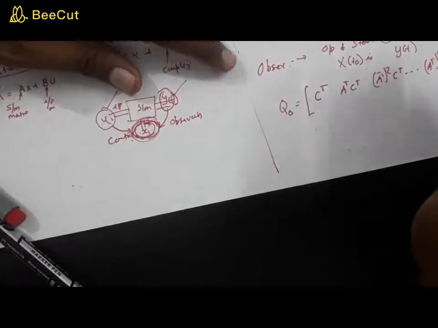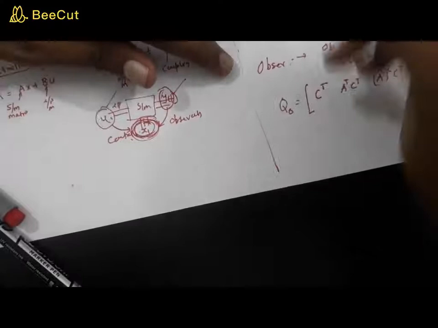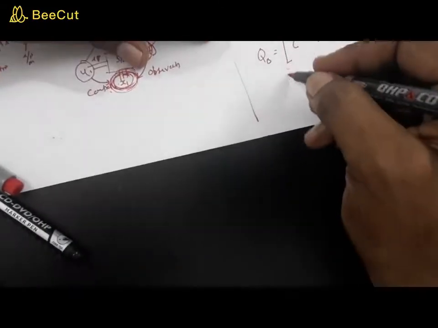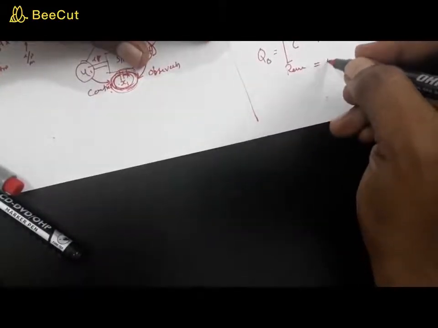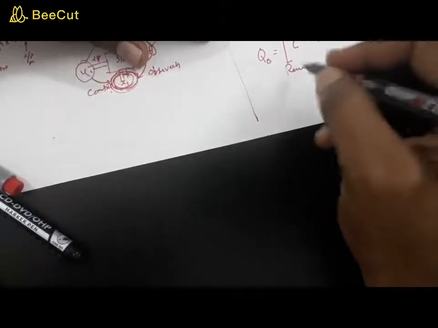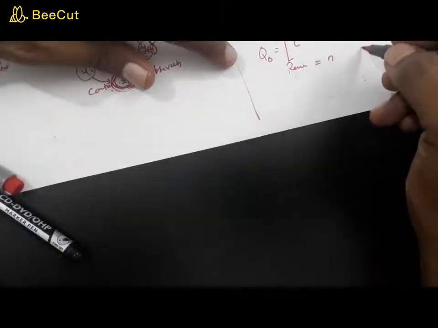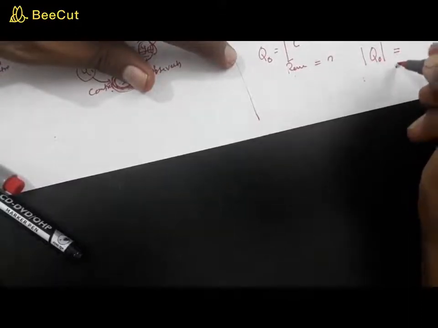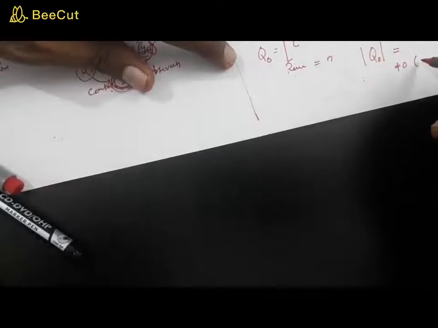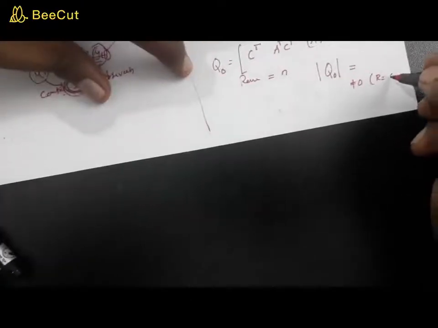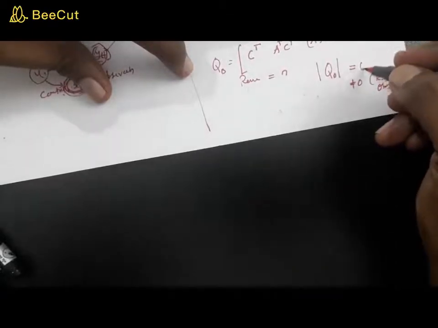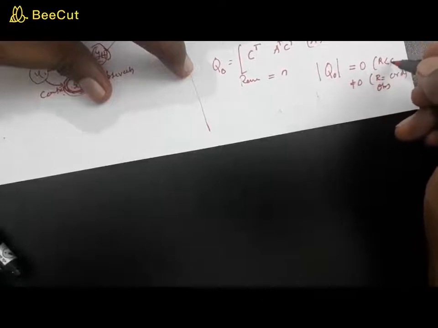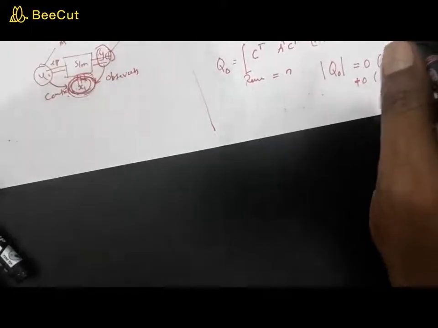The same condition that we have studied here applies: find out the rank of this matrix and check whether it is equal to n. And you don't need to find out the rank anyway. What you need to do is just find the determinant and check whether it is equal to 0 or not. If it is not equal to 0, then the rank is equal to the order of the system, which means the system is observable. If it is equal to 0, the rank is less than the order, so it is not observable.